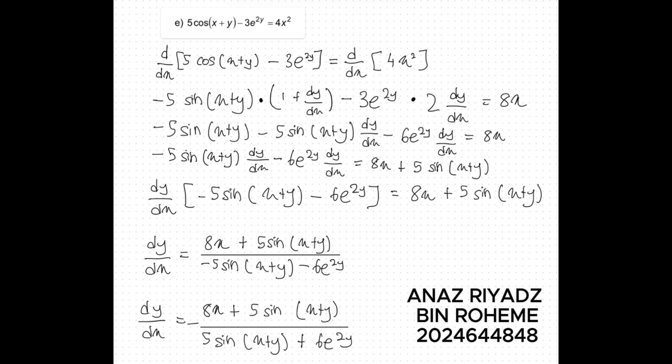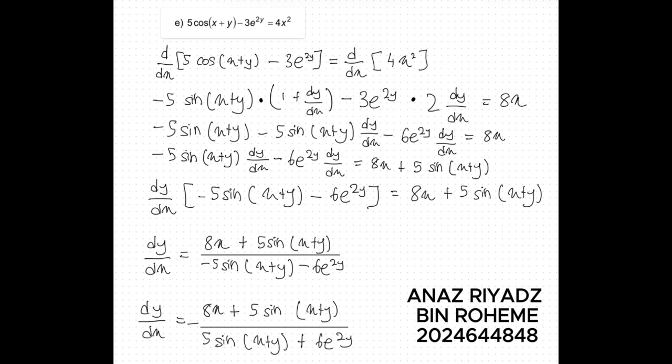Okay, now we are going to find the derivative dy over dx for the equation 5 cosine x plus y minus 3 e to the power 2y equals 4x to the power of 2. Because y is embedded inside the cosine and exponential functions, we can't easily isolate it. So we will use implicit differentiation, which means we will differentiate both sides with respect to x, applying the chain rule whenever we encounter a y term.